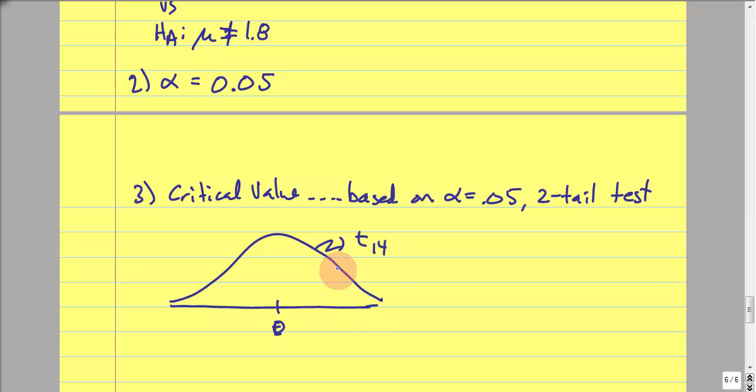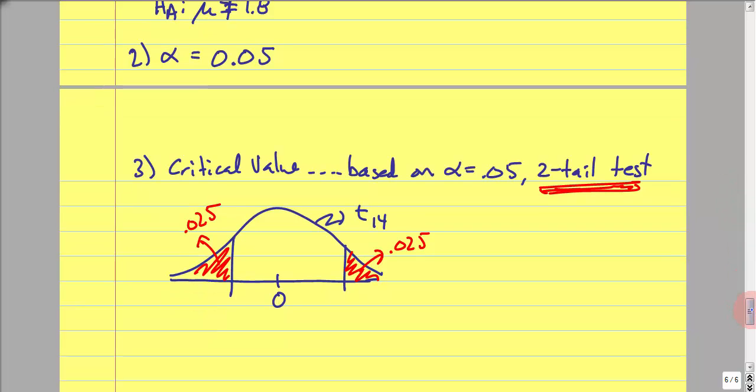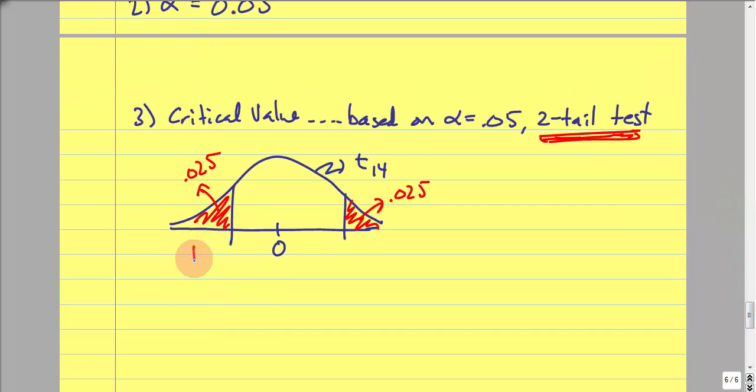Now I need 5% split between two tails because this is a two-tail test. So I need 0.025 in my upper tail, and I need 0.025 in my lower tail. And it's because this is a two-tail test. If this was a single-tail test, I'd have all of that area of significance in either the upper right tail or lower left tail. So now we're trying to find this critical value, and whatever I have for the negative I'll have for the positive, so I have symmetry here.